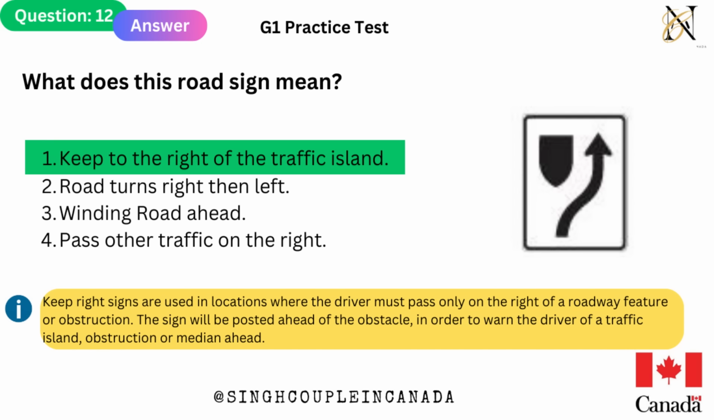Keep right signs are used in locations where the driver must pass only on the right of a roadway feature or obstruction. The sign will be posted ahead of the obstacle, in order to warn the driver of a traffic island, obstruction or median ahead.